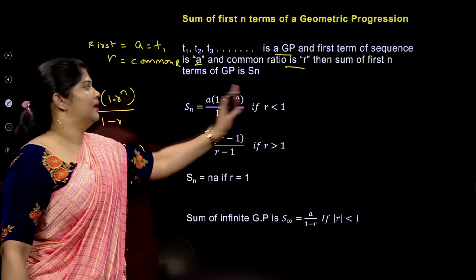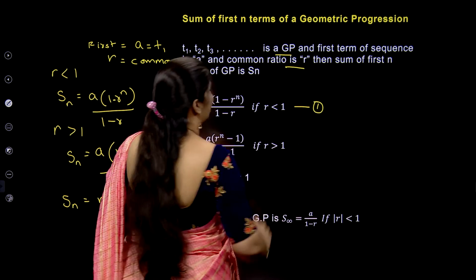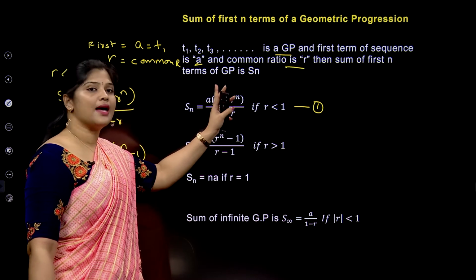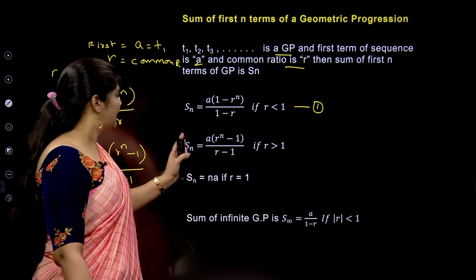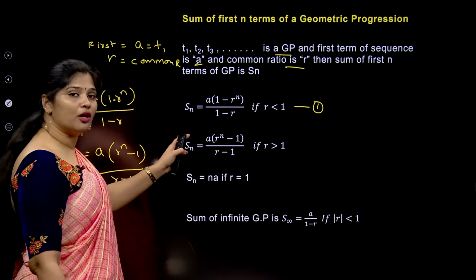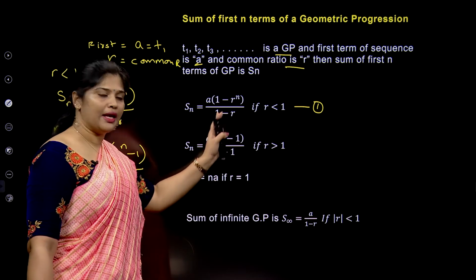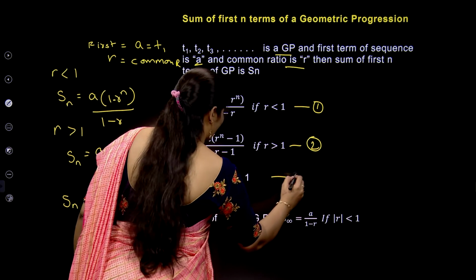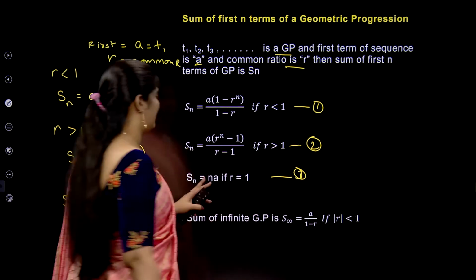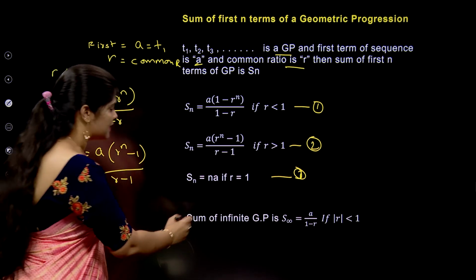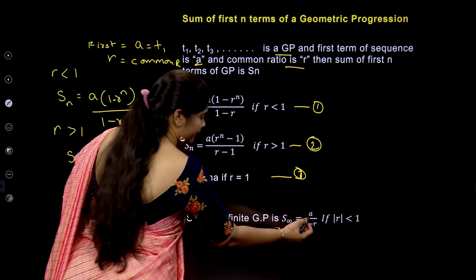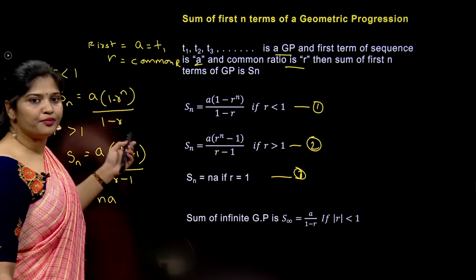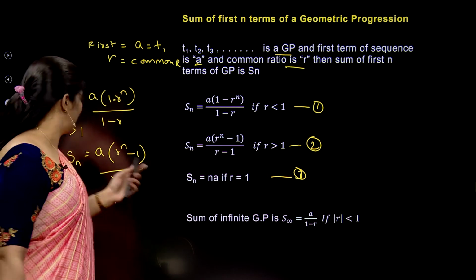See children, first, if R less than 1, then the formula is Sn equal to A into 1 minus R power n by 1 minus R. If R greater than 1, then the formula is Sn equal to A into R power n minus 1 by R minus 1. If R equal to 1, then the formula is Sn equal to Na. Sum of infinite GP: S infinite equal to A by 1 minus R. This is sum of n terms formulas of GP. Just note down, children.